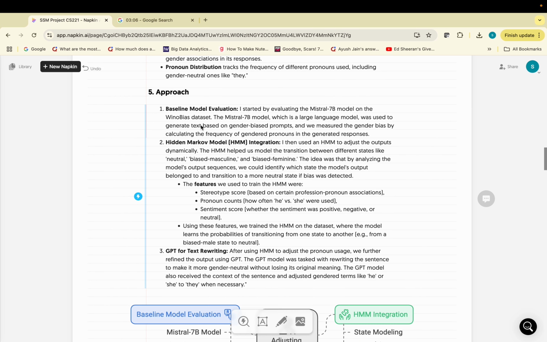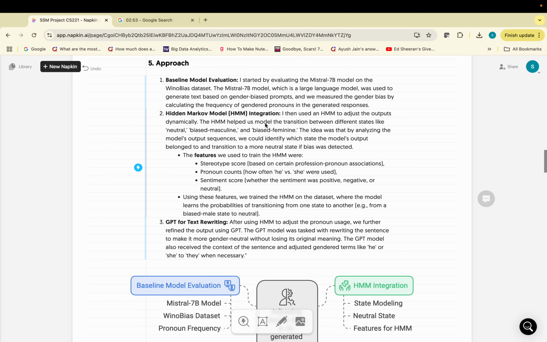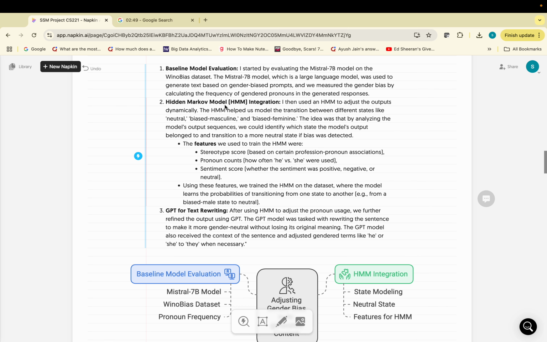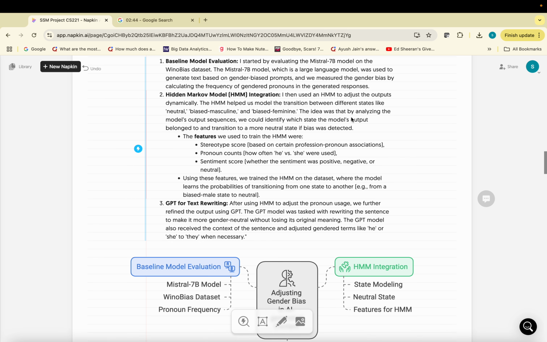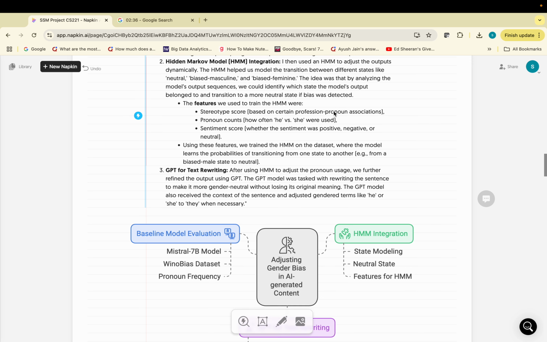Like I mentioned, we got the baseline, and after that, we introduce the hidden Markov model integration. In this, we use the hidden Markov model to adjust the outputs dynamically. The hidden Markov model helps us understand the transitions between states. Three states are defined: neutral, biased masculine, and biased feminine. The idea was to analyze the model's output sequences to identify which state the output belonged to, and transition to a more neutral state if bias was detected.